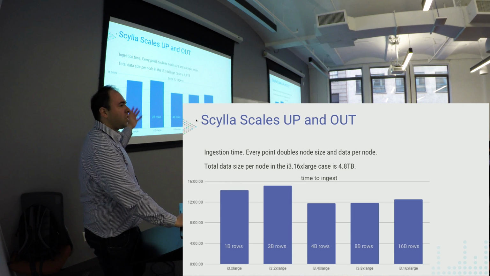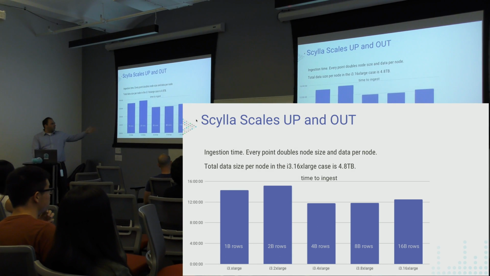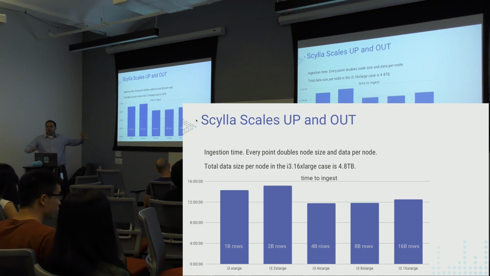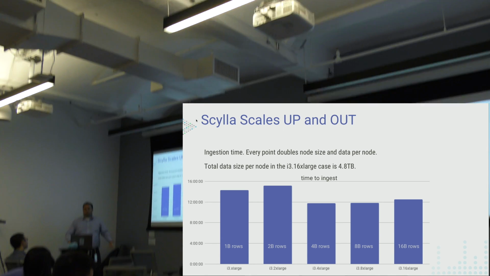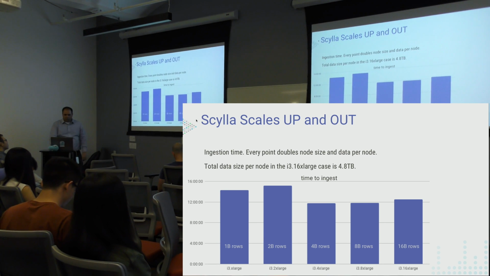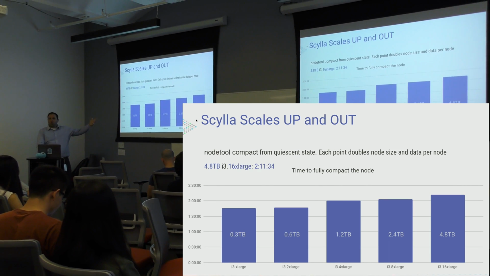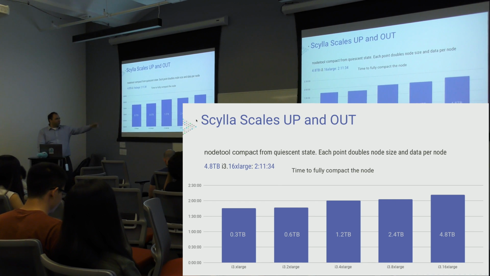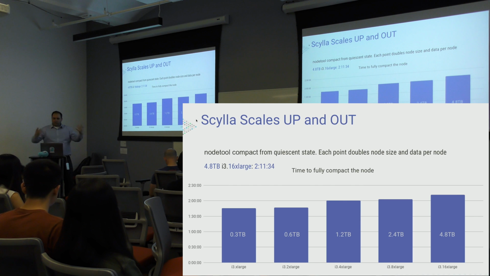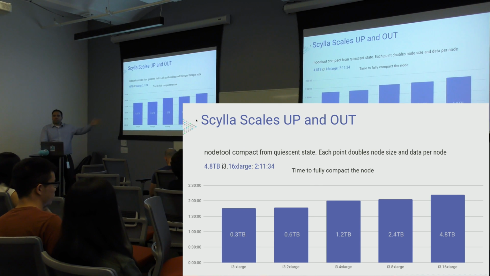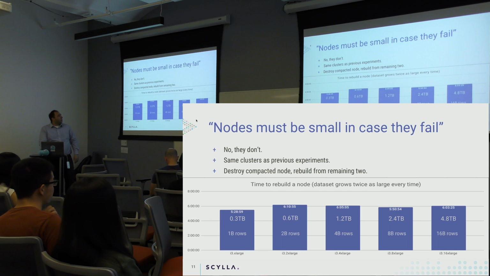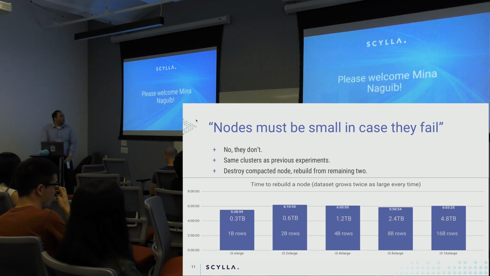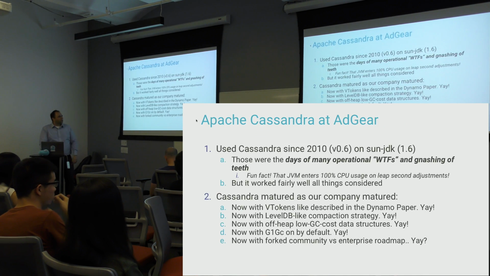But this is, real quick, the stuff that Aaron presented about. This is ingestion time for the i3 xlarge, 2xlarge, 4xlarge, and the data set is doubling every time I move from one instance to the other, and you can see the ingestion time for the data set twice as big is about the same, so it scales out, scales up. This is the time to compact the node. Again, as we move to xlarge, 2xlarge, 4xlarge, 8xlarge, the data set grows twice as big, and the time to do it is about the same. This is just the time to recreate a node, about the same as well, regardless of the instance size. This is another customer.